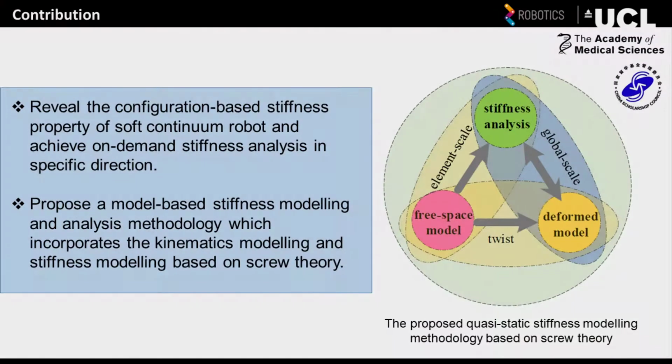The contribution of our work could be summarized into two aspects. Firstly, based on a pneumatic-driven soft continuum robot, we propose a method to analyze the configuration-based stiffness and the stiffness in a specific direction. Secondly, the connection between kinematics and stiffness is established based on screw theory, which gives the proposed method the potential to be applied to different kinematics.